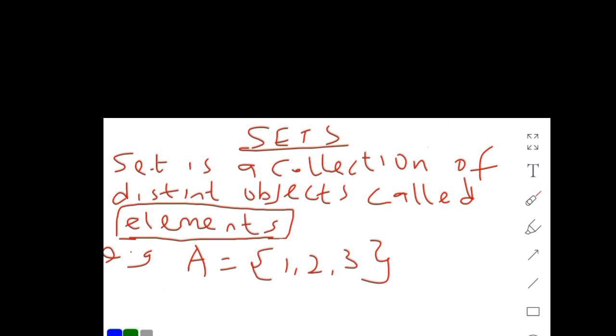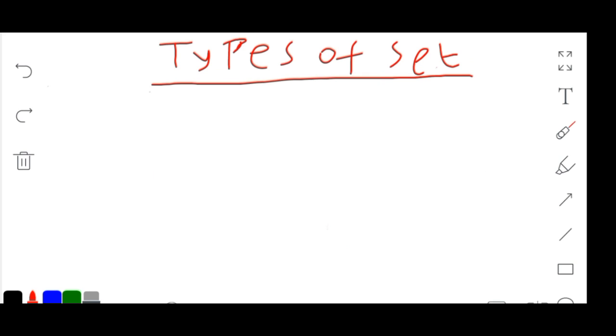And don't forget I told you, we don't mind the way they are arranged. It can also be like this: A is having 3, 2, 1. So this is another set. You can say A is having 3, 2, and 1. You can see it's still 3 elements. We don't mind how they are arranged, whether it is 3, 2, 1 or 1, 2, 3, in ascending or descending order. So let's go to the types of set.